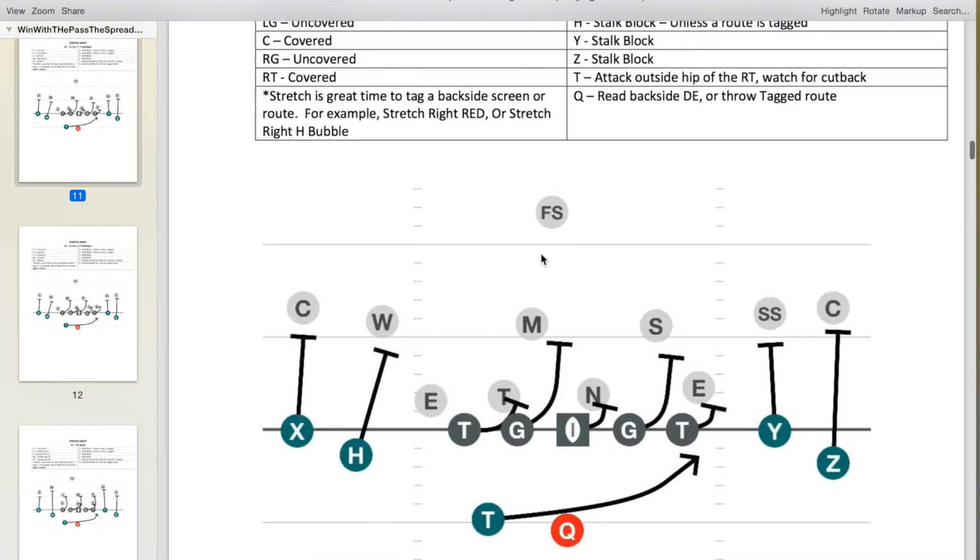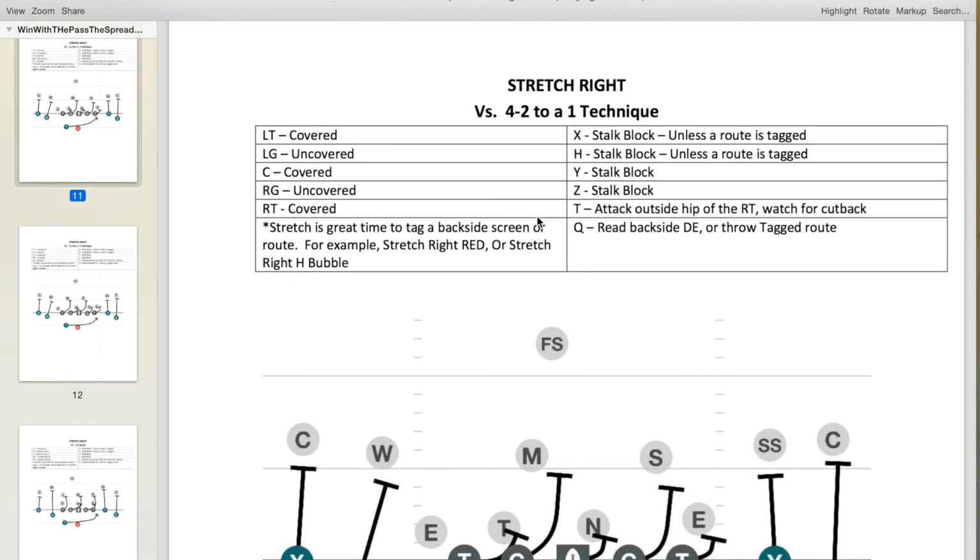When you get to zone, so I'm on page, just so you guys know, I'm page 11. If you have a 7-man box, I wouldn't run zone. There's no point to running zone if you have a 7-man box, right? There's no advantage. You don't have an advantage inside. You want to run outside. So if you have a 7-man box, run stretch, run speed option, run toss, or throw the football. Don't worry about trying to run interior if you have a 7-man box.